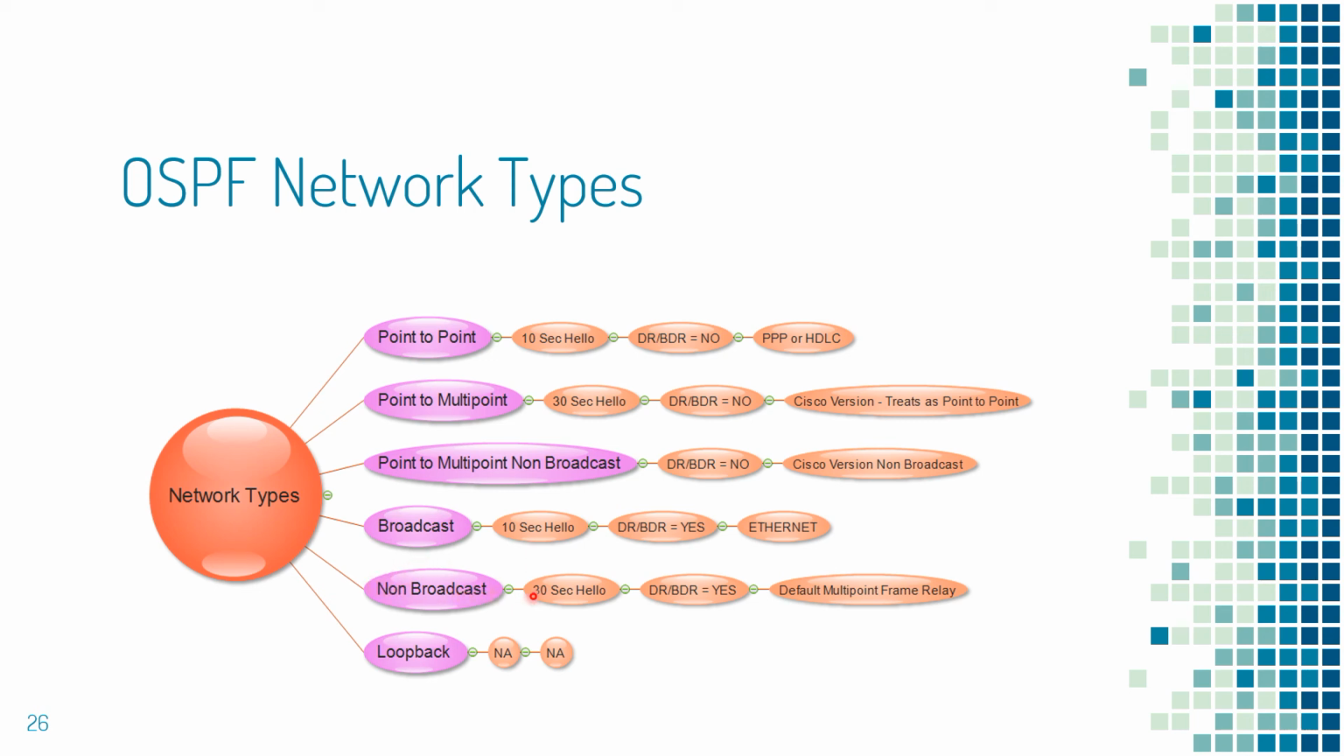In non-broadcast network types, OSPF hello packets are sent every 30 seconds with a dead interval of 120 seconds. The multipoint Frame Relay interfaces are considered non-broadcast. There will be DR and BDR elections.